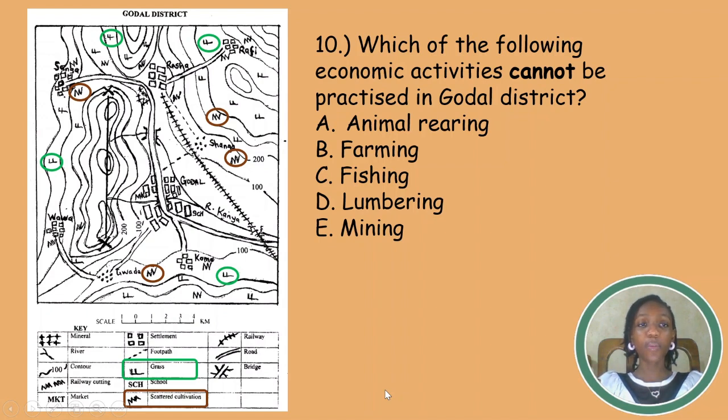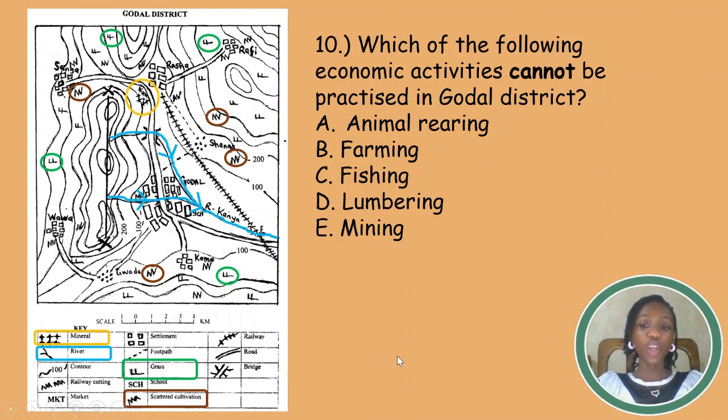Option C, fishing. This one should be obvious. Even though we don't have a large body of water, we do have a river there, which means that some fishing, likely small scale, occurs in Godal districts. Option E, mining. We have used this symbol before in an earlier question, and there will be mining there because of the presence of mineral resources.